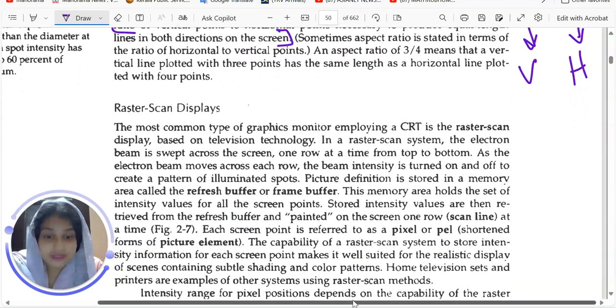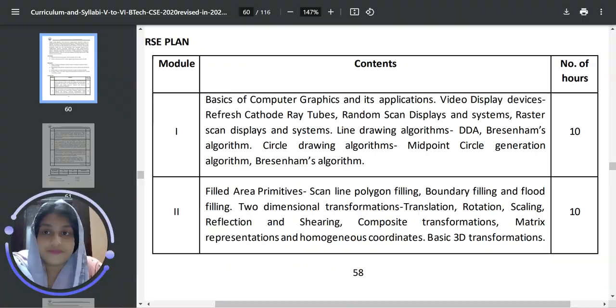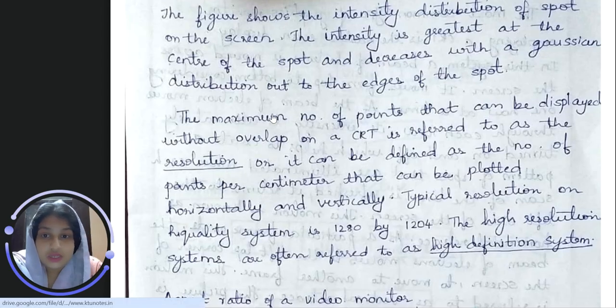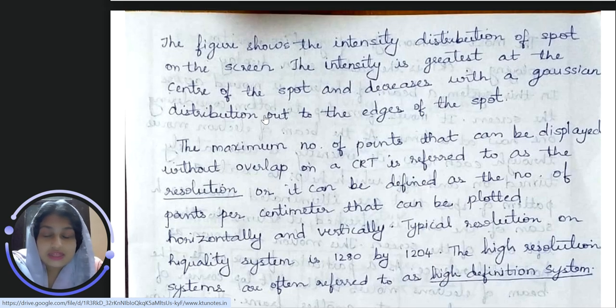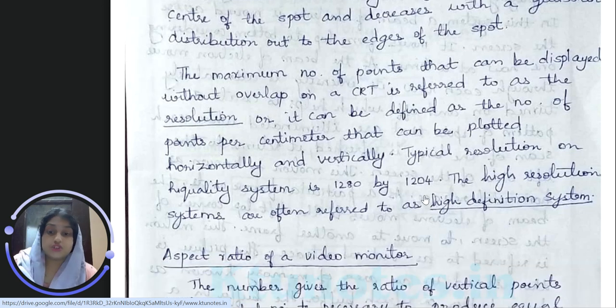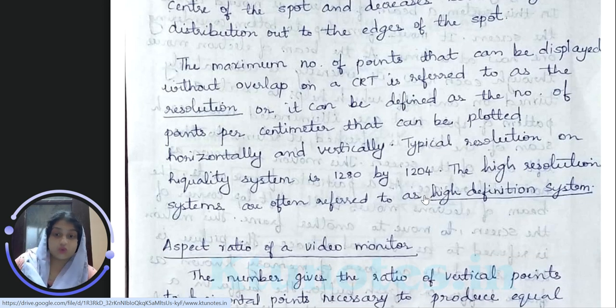Then comes the raster scan display. Before that, the maximum number of points that can be displayed without overlap on a CRT is referred to as the resolution, or it can be defined as the number of points per centimeter that can be plotted horizontally and vertically. A typical resolution on a high quality system is 1280 by 1024. High resolution systems are often referred to as high definition systems.